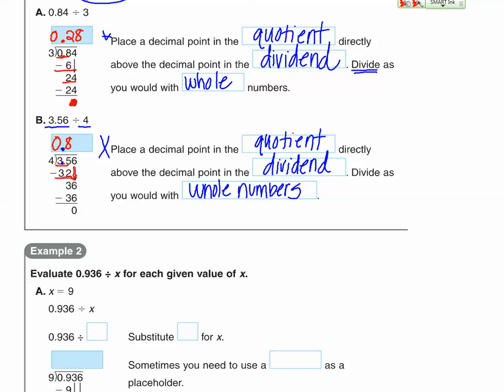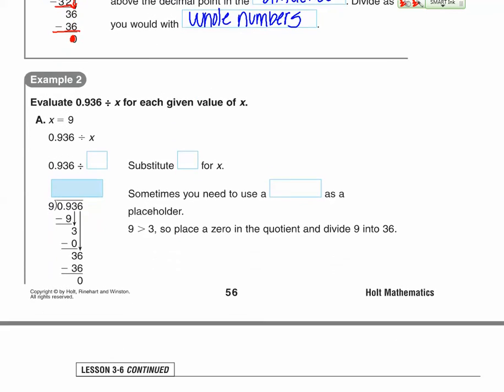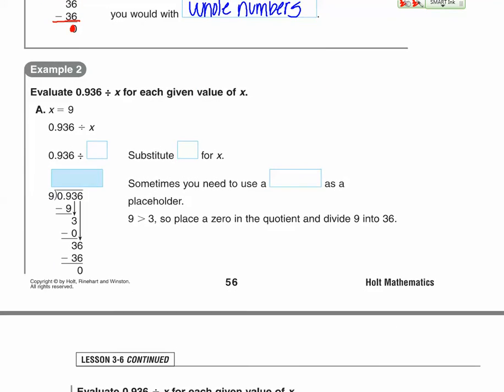How many times does 4 go into 36? 9. And I write it right above the number I brought down. 9 times 4 is 36. Subtract. And we are left with nothing left to bring down and a 0. And therefore, 3 and 56/100ths divided by 4 is 0 and 89/100ths. Now, example 2 is a little bit different.